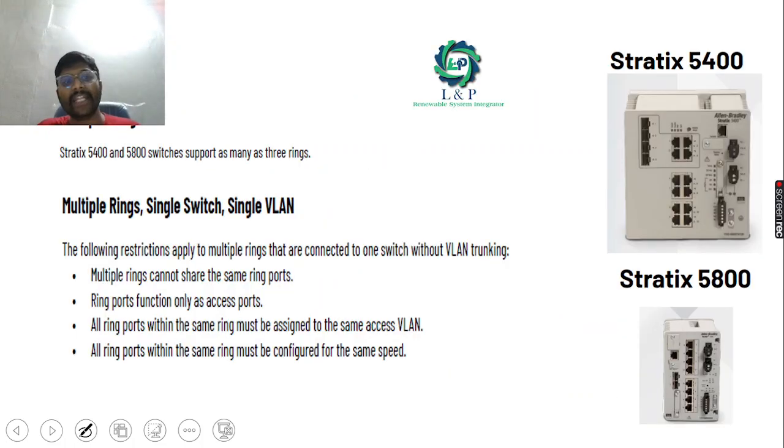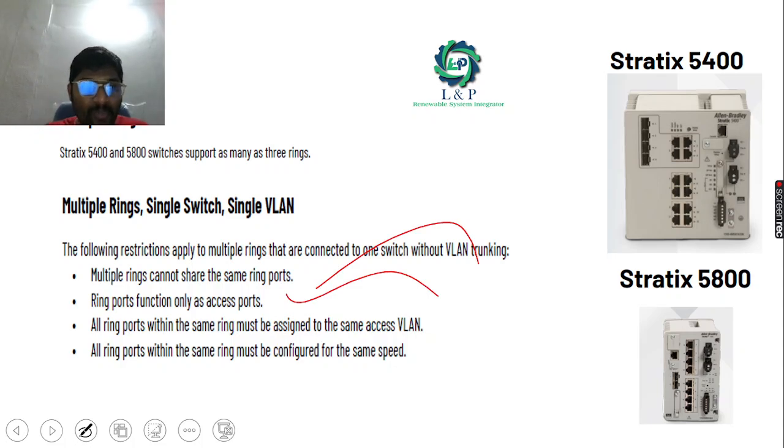And if you are creating multiple rings, for example, in a multiple ring which has a single switch, single VLAN, it cannot share the same single rings. The ring ports only function as access ports. That is very much important. All ring ports with the same ring must be assigned to the same VLAN. All ring ports with the same ring must be configured at the same speed.